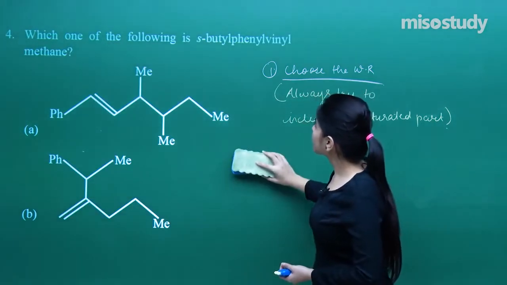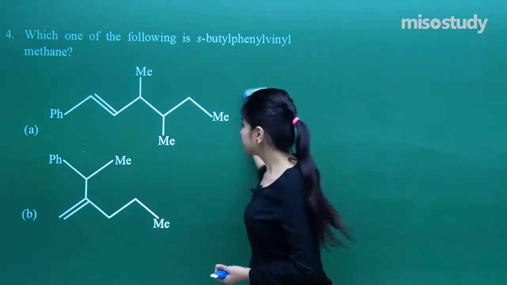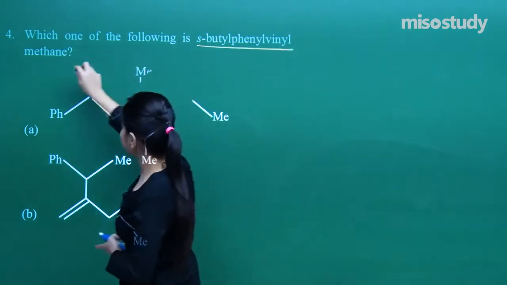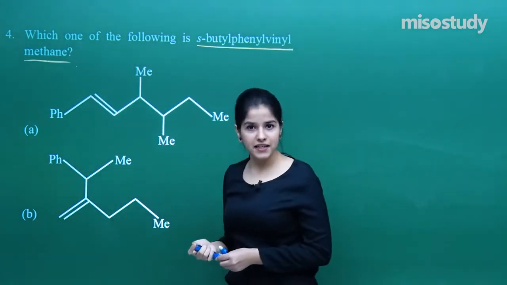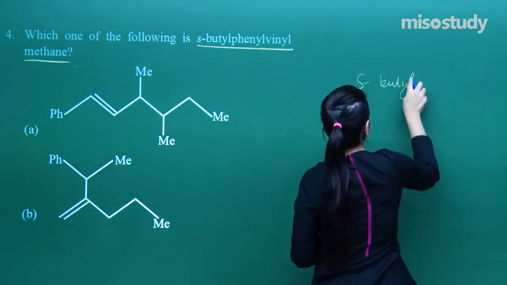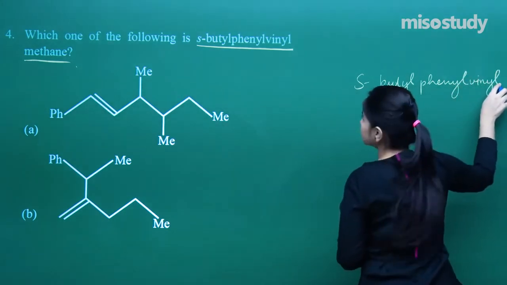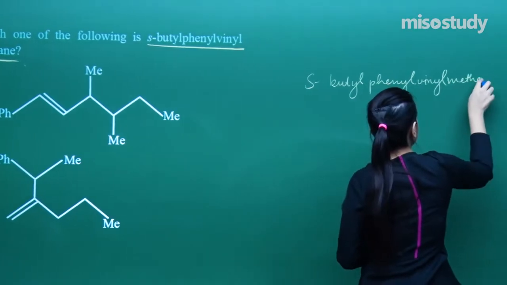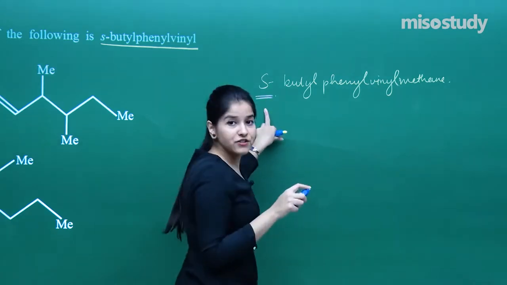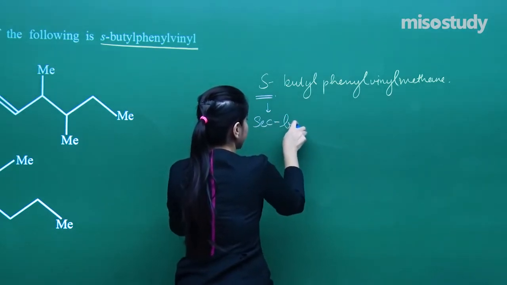Now, which one of the following molecules is sec-butyl phenyl vinyl methane? Such a long question. If you try to analyze the name itself: sec-butyl, phenyl, vinyl, methane. Just pay attention, S stands for sec. That means they are telling us about the secondary butyl.